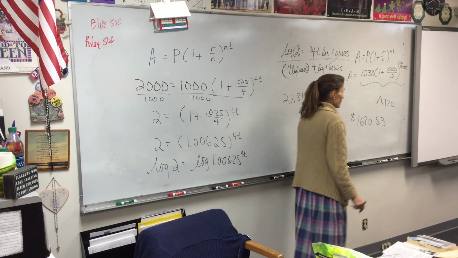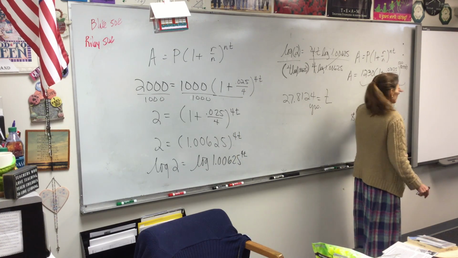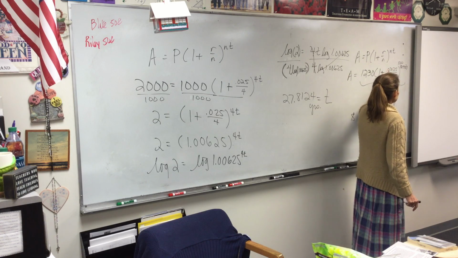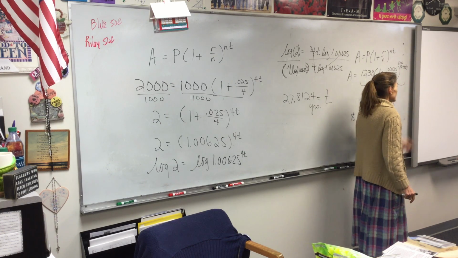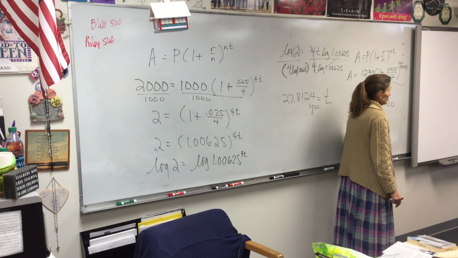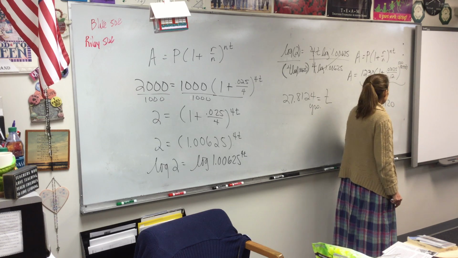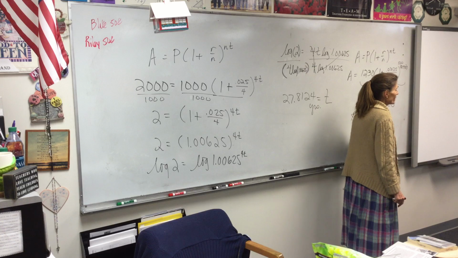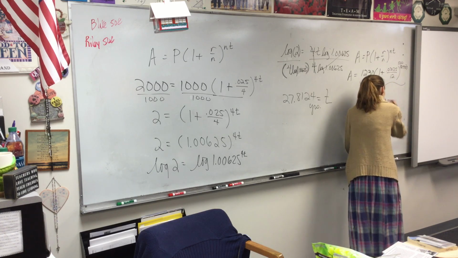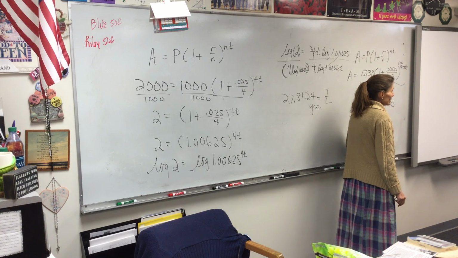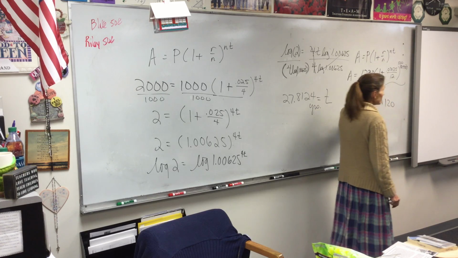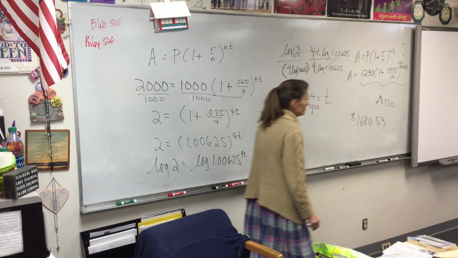Okay, one more time. If you just type exactly what I wrote, you'll get it. 1 plus 0.03125 divided by 12 equals. Raised to the 120th power. Use your little caret button. 120th power equals. Times 1230.